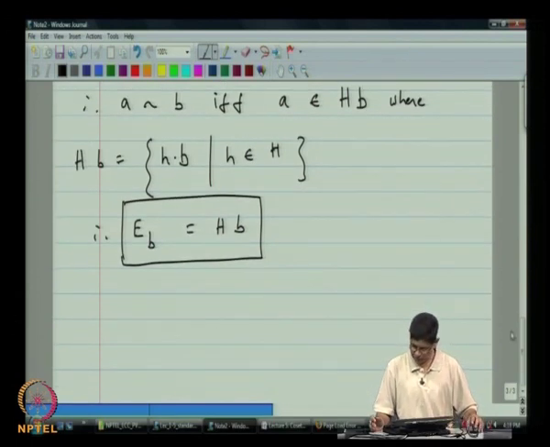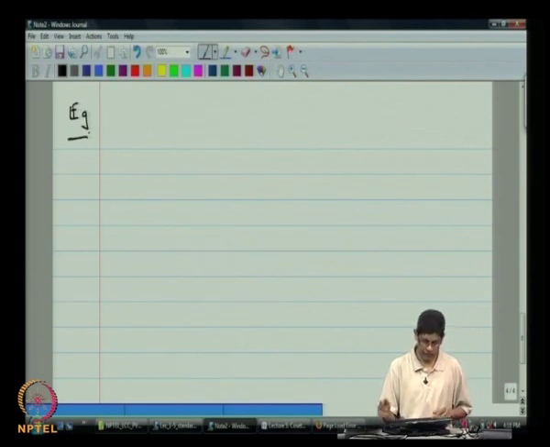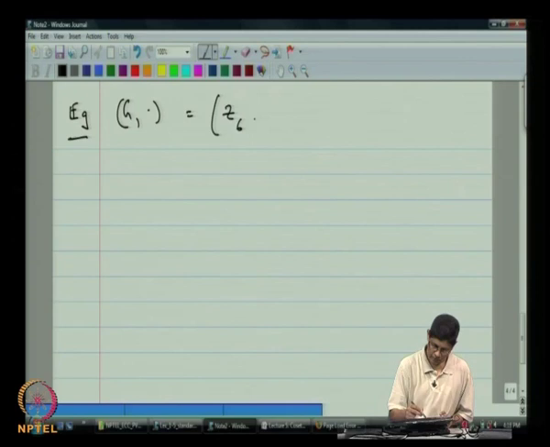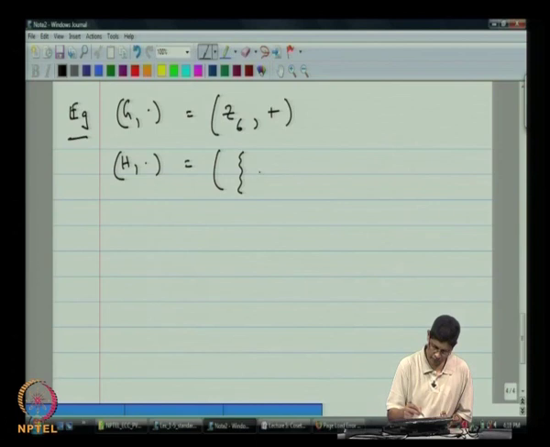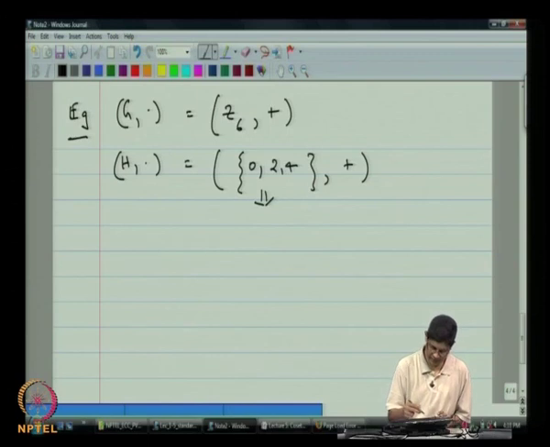So, just to get a feel for this, let's look at some examples. If you take G to be the integers mod 6 under addition, and if you take the subgroup to be {0, 2, 4} under addition, you can verify that this is a subgroup. I leave that as an exercise to you.